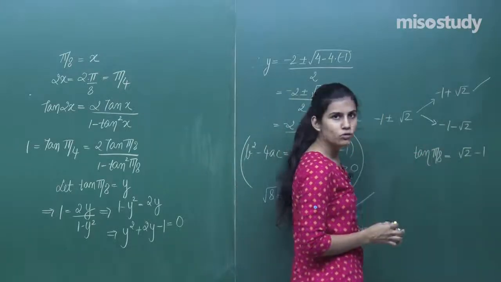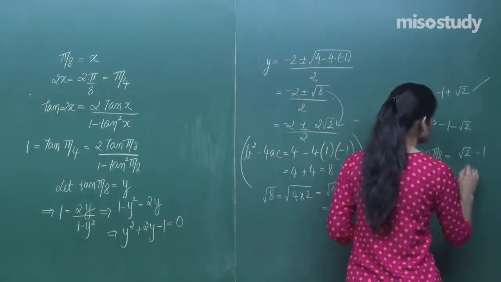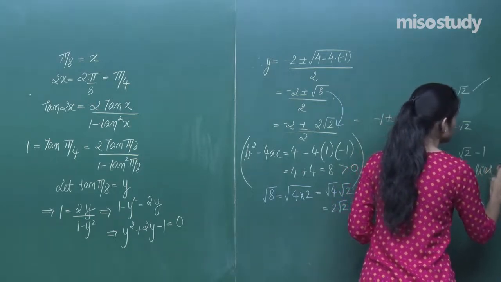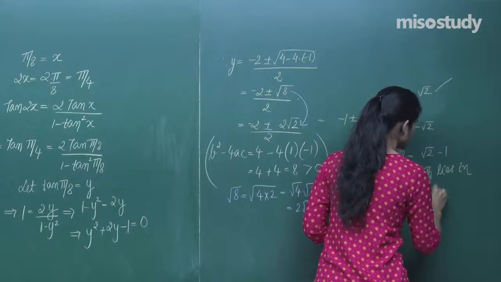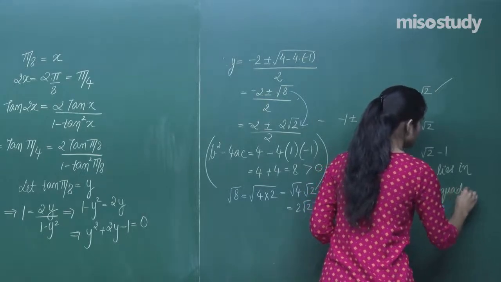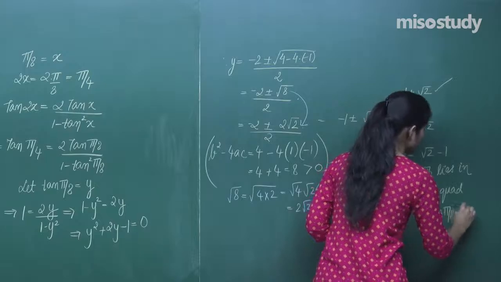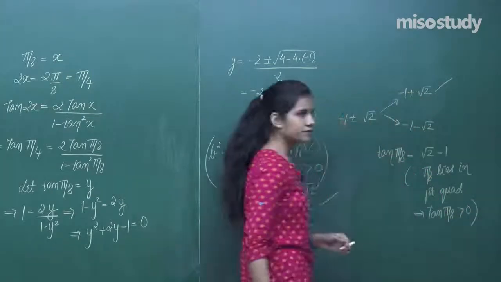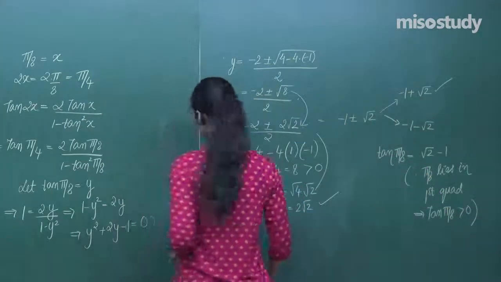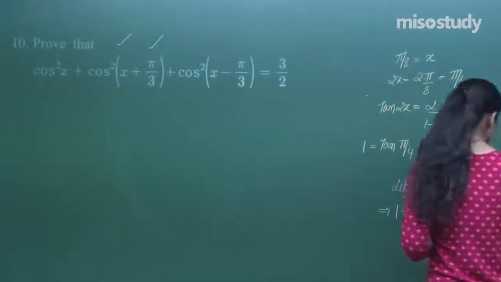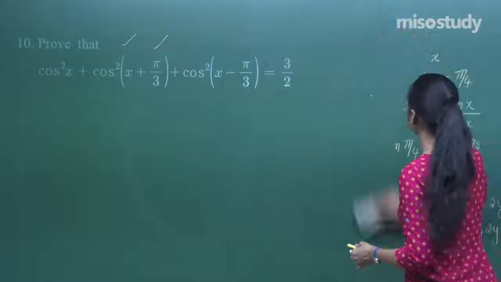Tan pi by 8 comes out to be root 2 minus 1, since pi by 8 lies in first quadrant, which implies tan pi by 8 is positive. Is it clear? Moving to the last question we have, prove that this expression is equal to 3 by 2.